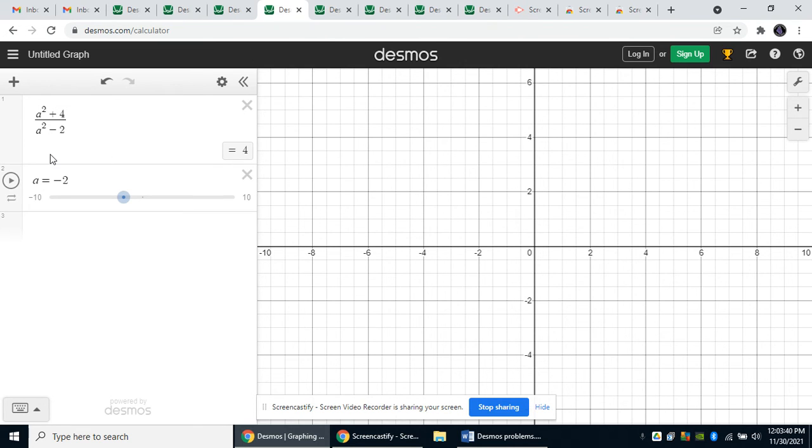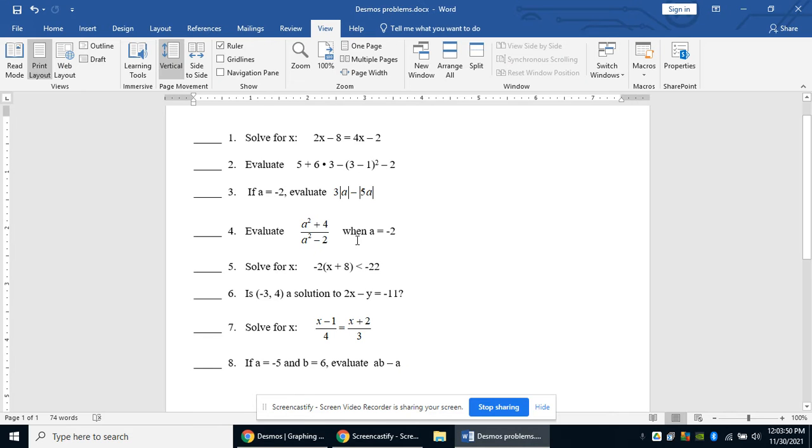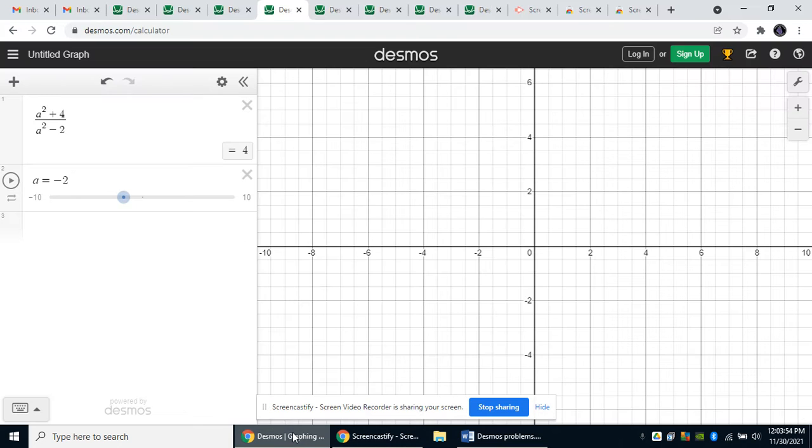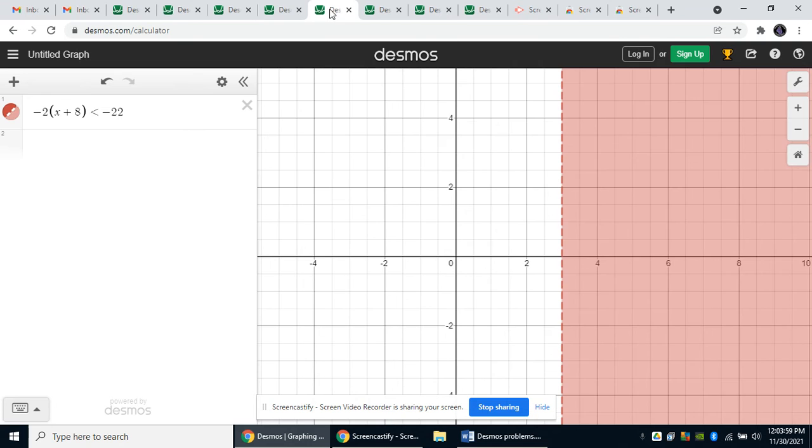The next question had a squared plus 4, that whole quantity divided by a squared minus 2 in the bottom. Well, again, I use the slider, put it to -2 like my question asked back here. When a is -2, what does that end up being? And you can get the answer very easily. It's 4.